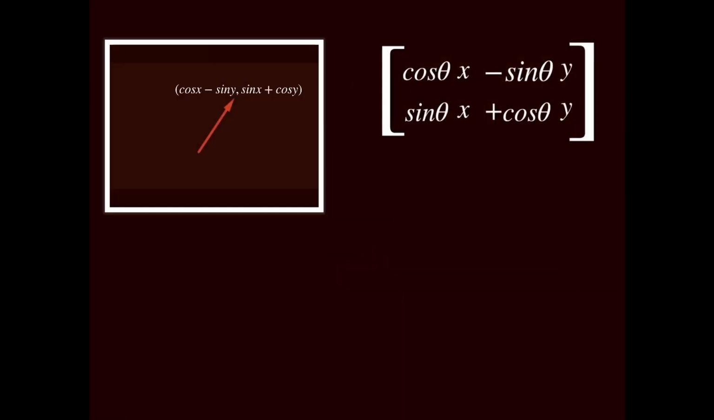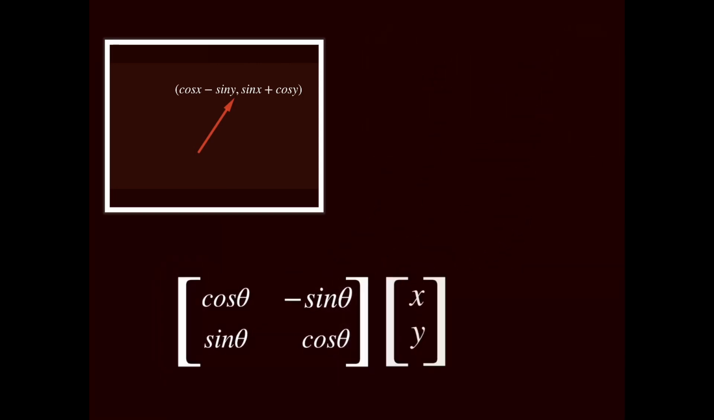That arrow is a vector with components x and y, and the question is, if it was rotated, then what are the new components? And here's the answer. x and y become cos theta x minus sin theta y and sin theta x plus cos theta y. And I could also write it like this by taking those terms out. That table is called a matrix and it encodes the transform. And to go back, just distribute the x's and the y's.